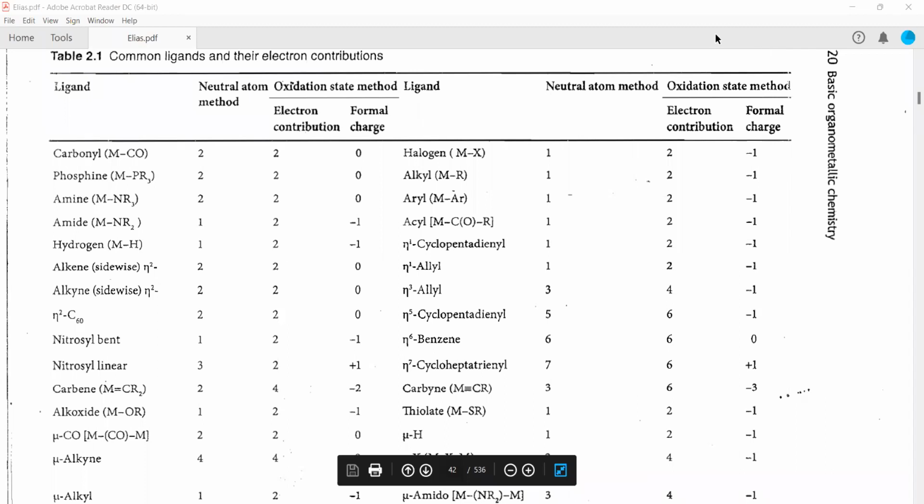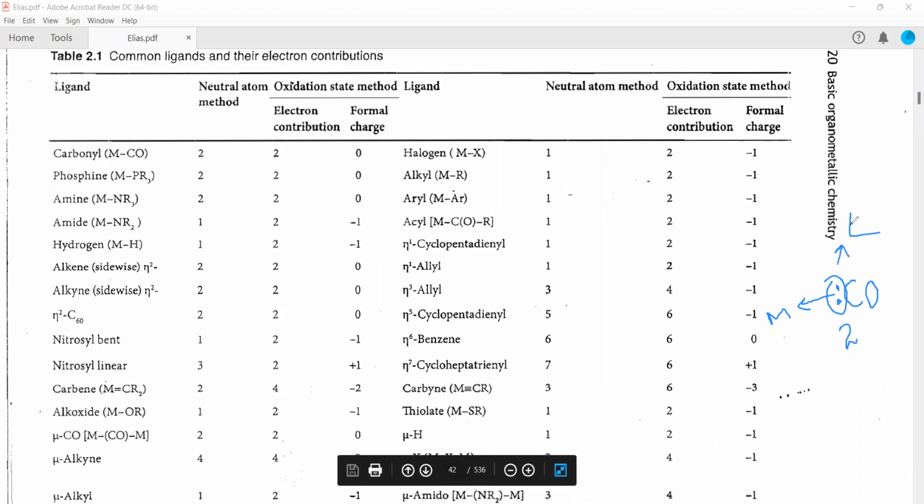So the carbonyls, how does carbonyl look? Carbonyl has one lone pair on the carbon, right? So that lone pair is shared with the metal atom. For example, I'm writing it here. This is the carbonyl ligand, which has one lone pair, and that lone pair is shared by the carbonyl with the metal. Whenever a lone pair is shared, always 2 electrons are shared and counted. In both cases, in the neutral atom method 2, and in the oxidation state method also 2. And these types of ligands are considered L-type ligands.